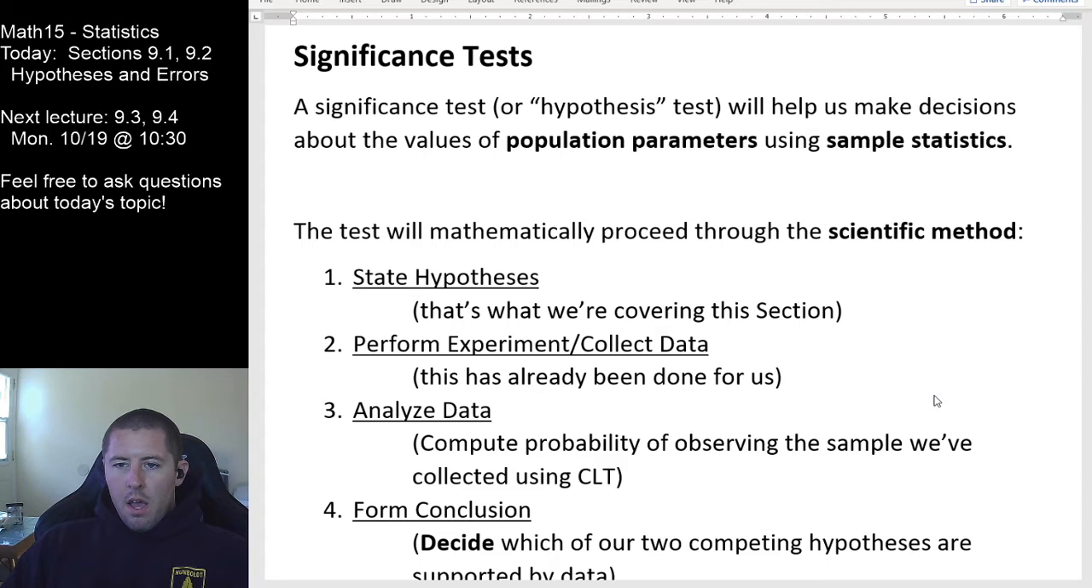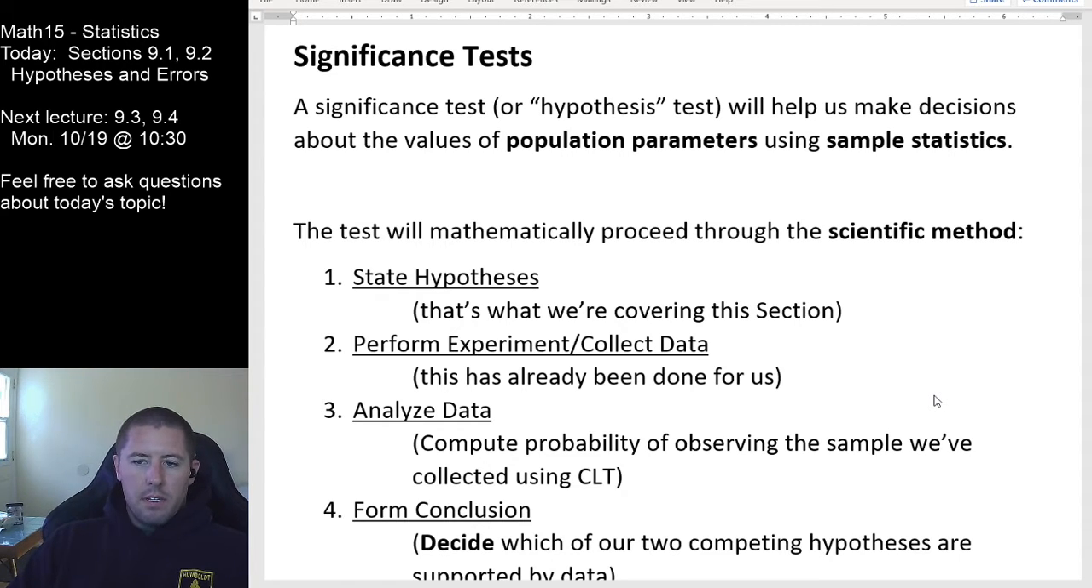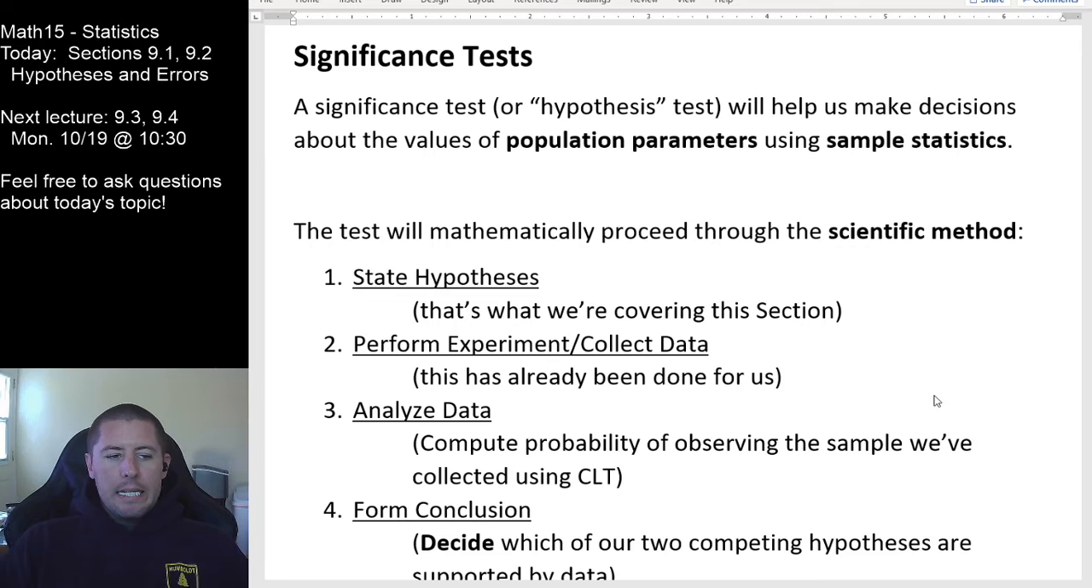A significance test, also called a hypothesis test, is so called because we are testing to determine which of two competing hypotheses is true. These will help us make decisions about the values of population parameters using sample statistics. Before we move on from that sentence, I know there's a bunch of vocab words in there, which makes it hard to read. We're trying to make decisions about population parameters. That means I'm trying to make a decision about something like average height for all males. That's a population parameter because we're talking about all males.